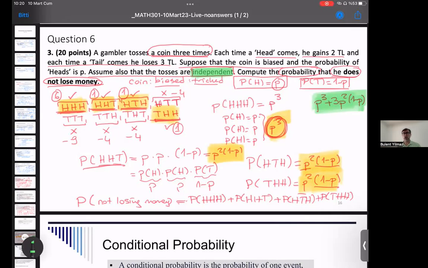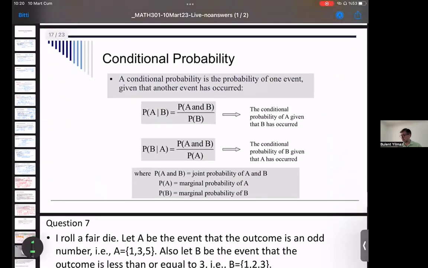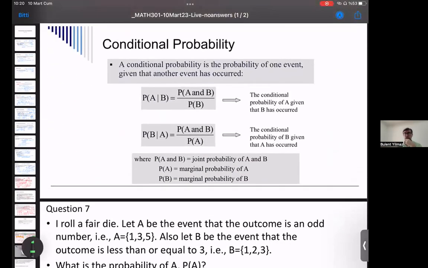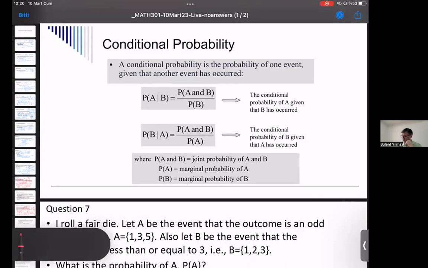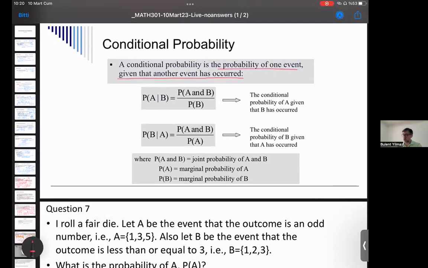So let's continue with our topic here, okay? I hope you got the main idea, and we will now be talking about conditional probability. Okay, so conditional probability, what does it mean? Conditional probability is about the probability of one event given that another event has occurred. Given that means we know it. Okay? We know it.